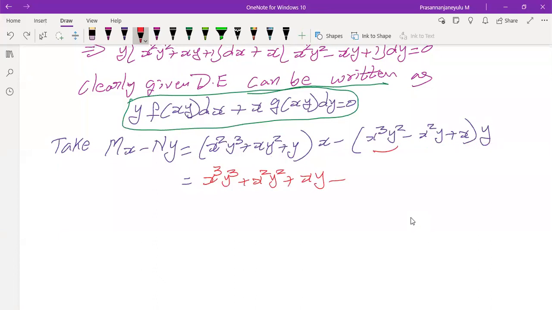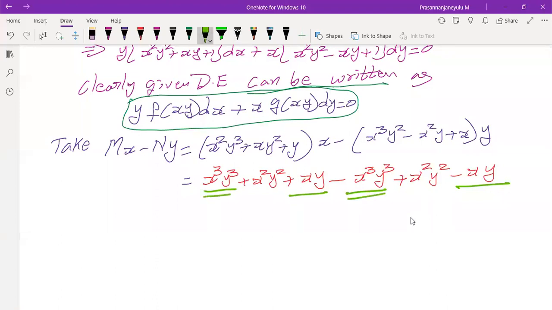Then we will get x cube y square into y is y cube, minus into minus plus x square y square, plus into minus xy. So now if we observe, xy gets cancelled. What's the remaining term? Minus x cube y cube plus x cube y cube gets cancelled. The terms underlined with different colors: one underlined gets cancelled, two underlines get cancelled in the same order.